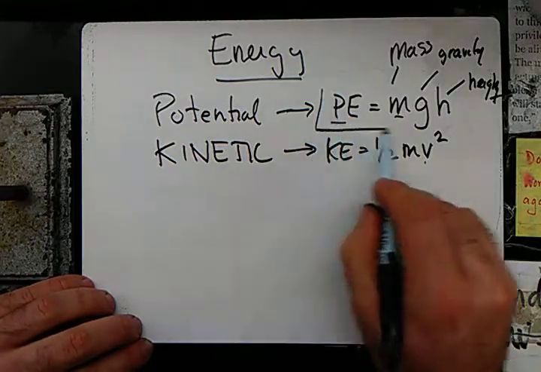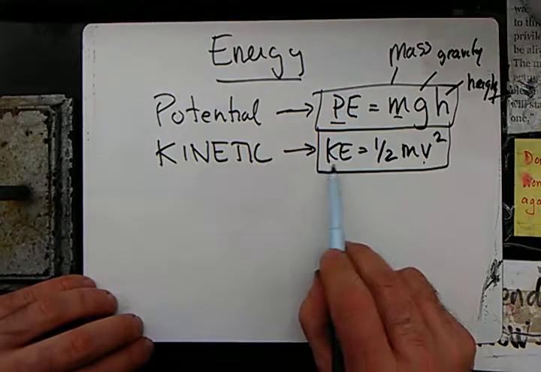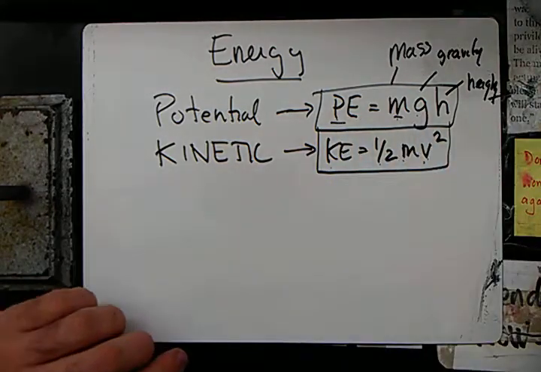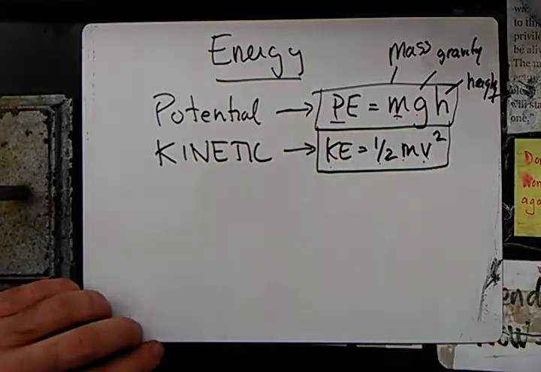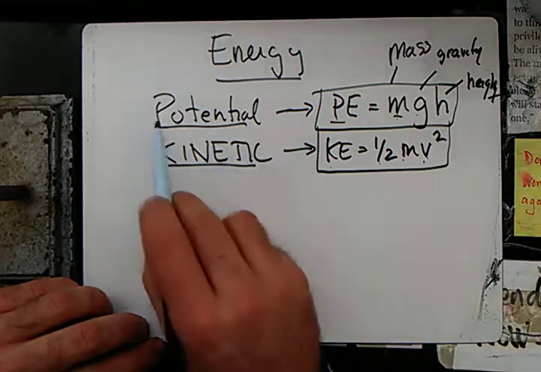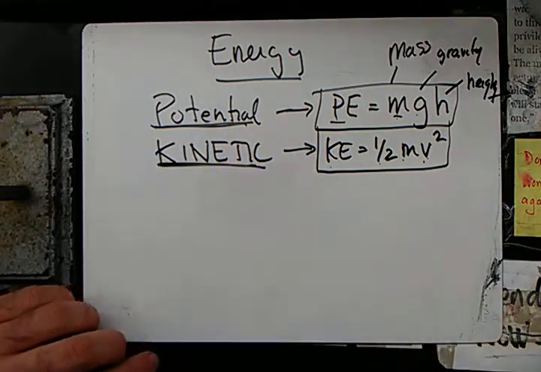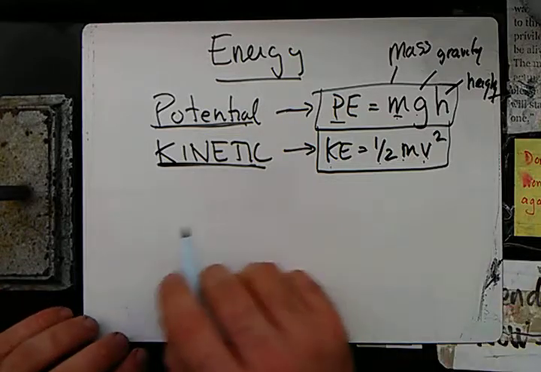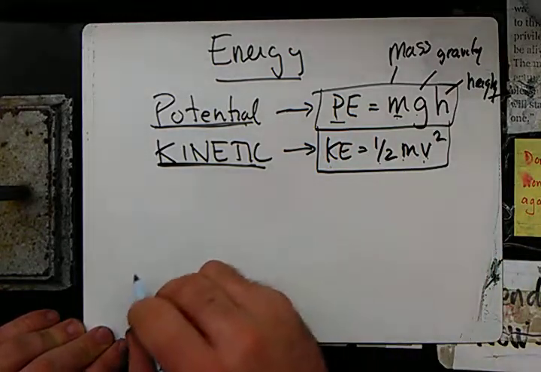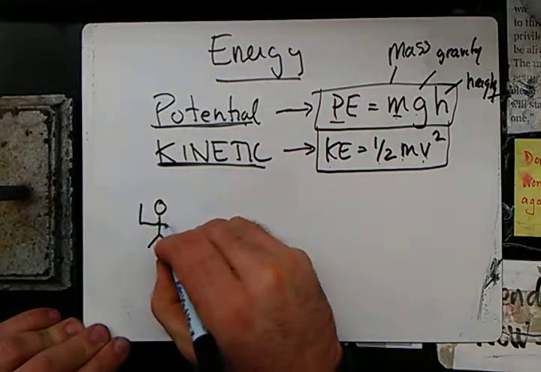So let's take down these formulas. We're going to look at them and figure out how to get them. Kinetic energy is half mv squared. Potential is mass times gravity times height. In motion, we're looking at two types, potential and kinetic. If I look at potential first, let's say we've got a weightlifter.